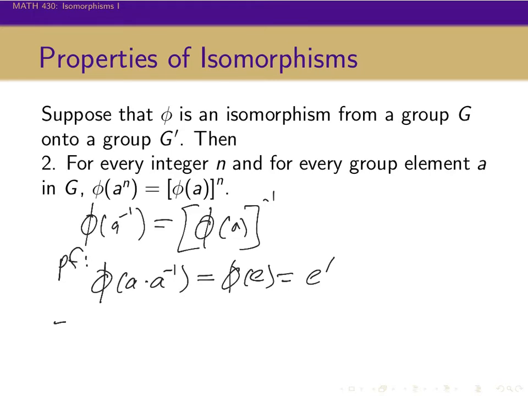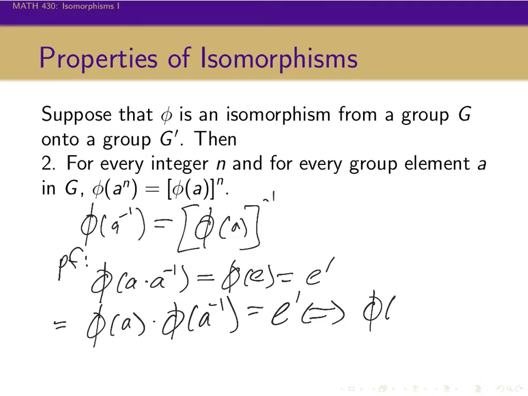But we also have that it's equal to phi of a times phi of a inverse. And so if they multiply together to be the identity in G prime, this happens if and only if phi of a inverse equals the inverse of phi of a. Okay, so then the inverses play well with each other.